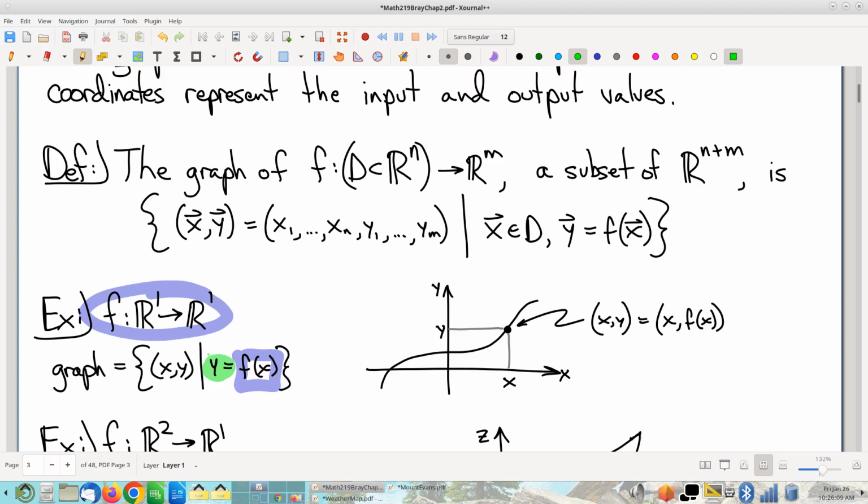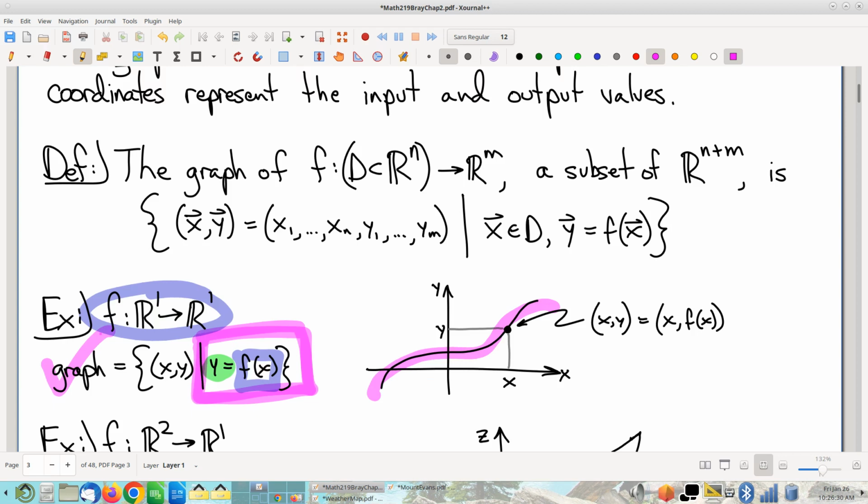We are choosing to introduce a new variable. We're calling it y just for alphabetic simplicity. And by setting the output values of the function equal to this new variable, we get an equation, and this is the equation of that curve that we call the graph.